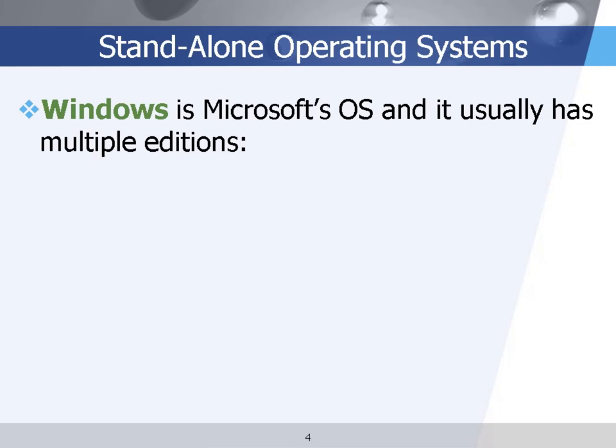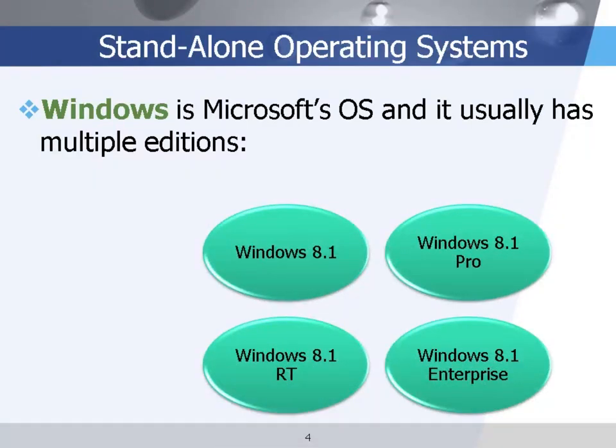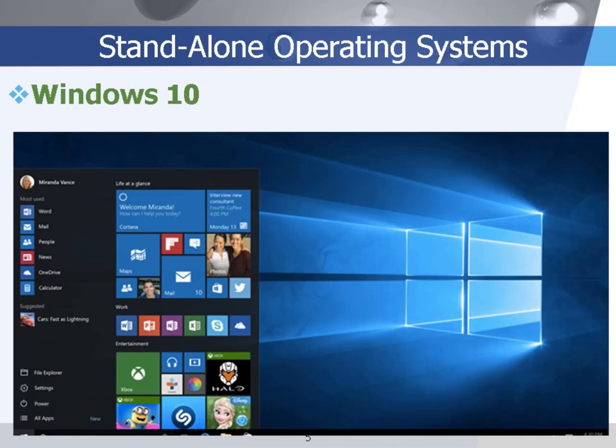So Windows is a Microsoft product. It really has multiple editions. Sometimes you have the professional edition, real-time edition, enterprise edition. Windows 10 also has different editions. Some of us use Windows 10 Professional Edition, and some of us probably use the Windows 10 Home Edition.